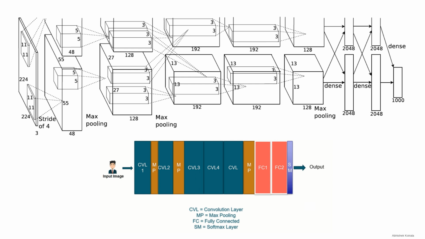The final 3 layers are fully connected. These layers flatten the output of convolutional layers and pass it through the dense layers to make predictions. The last fully connected layer, FC8, has 1000 units corresponding to the 1000 classes in the ImageNet dataset.